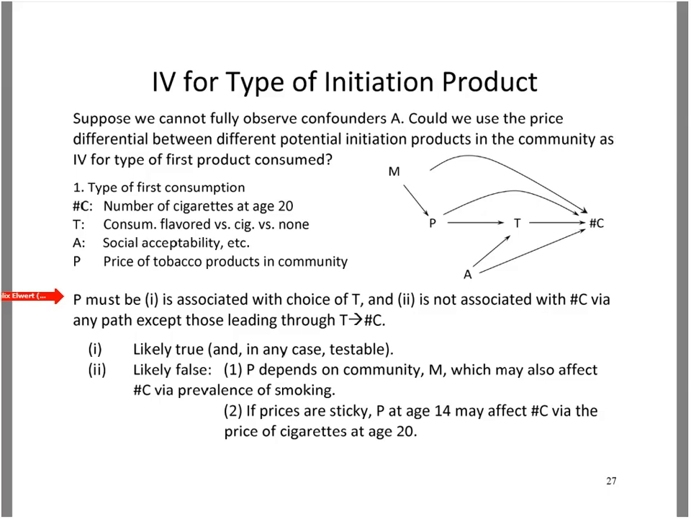In my examples, I've just ordered the variables in time. Now, nothing keeps you from further disaggregating the process into finer time intervals. So instead of defining T as smoking versus not at age 12, we might have a temporal subscript on treatment and ask smoking or not at age 12, smoking or not at age 13, smoking or not at age 14, and so forth. So I have lots and lots of different T's.